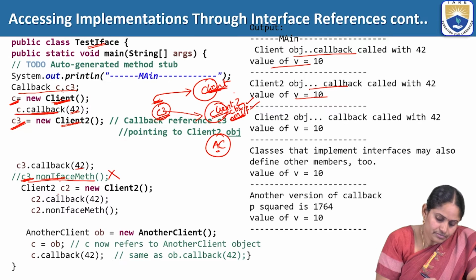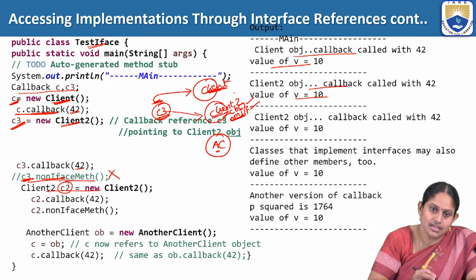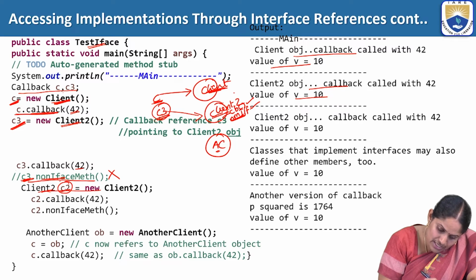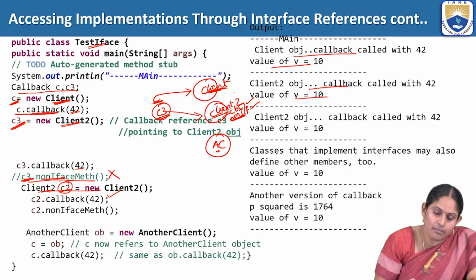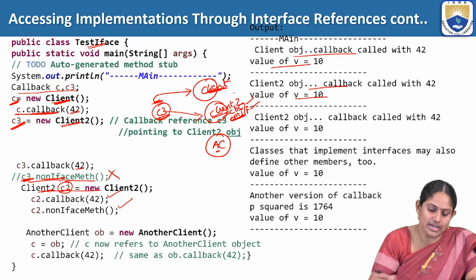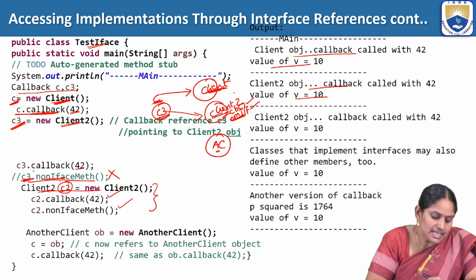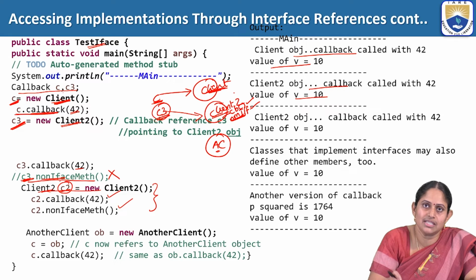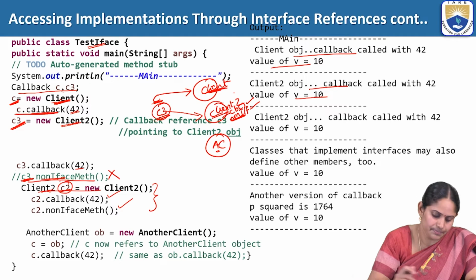Now we are creating the object C2 of client 2 class, and using the client 2 class object, you can access both the callback method of client 2 as well as the non-interface method of client 2. This is the regular way of using it. But using the interface reference variable, we cannot access the member methods of that implementing class.